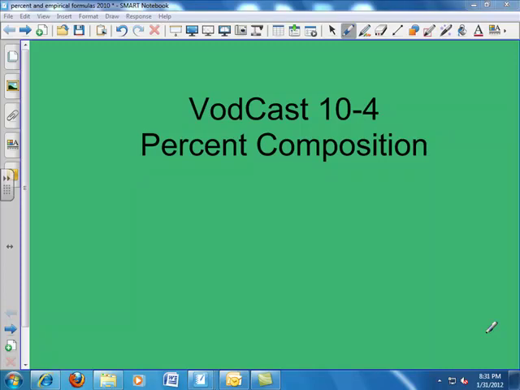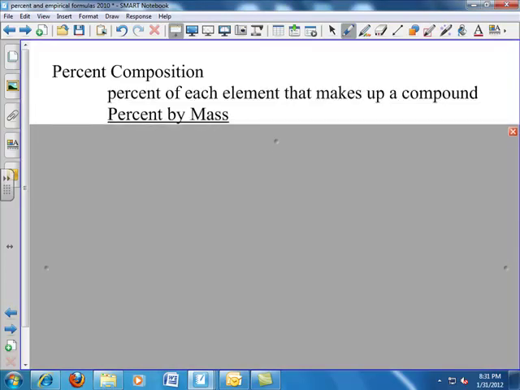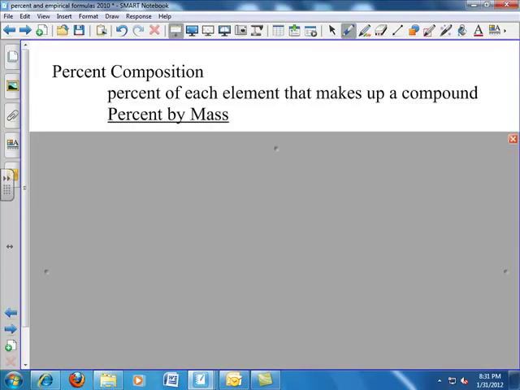Okay, one of the many things that we want to talk about is what is the percent composition of elements in a compound. So that's what this podcast is about, and hopefully before you're watching this podcast you've done the little lab snack attack, and if you've done that then you probably already have a pretty good idea of what percent composition is. Okay, the textbooky definition of percent composition is this. It's the percent of each element that makes up a compound.